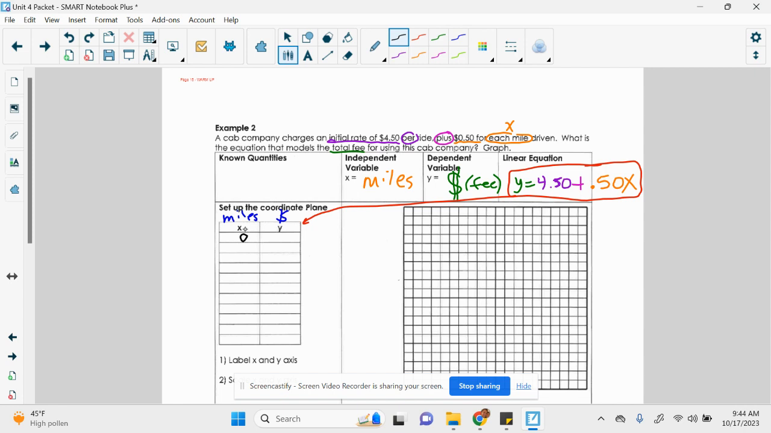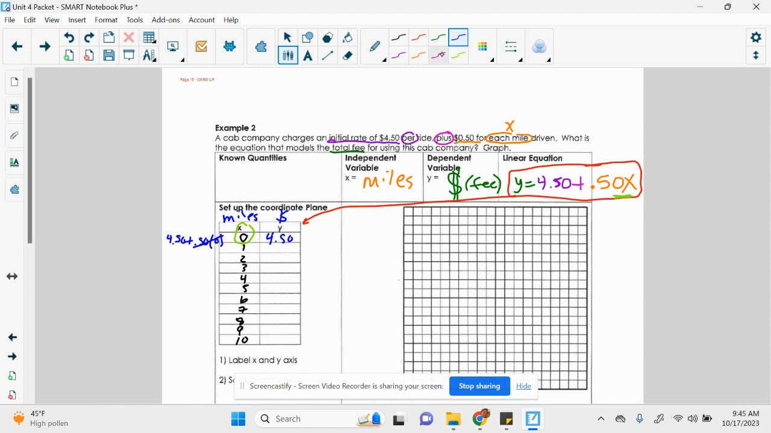So I'm going to start at mile 0 and fill out 1, 2, 3, 4, 5, 6, 7, 8, 9, 10. 10 miles. Now I'm going to take my equation here and substitute these X values into every X that's here. Let me show you what it's going to look like. We're going to get 4.50 plus 0.50 times 0, and you're just going to substitute it in. So 4.50 plus 0.50 times 0 is 0. We're left with $4.50. So if you go no miles, you're paying $4.50.